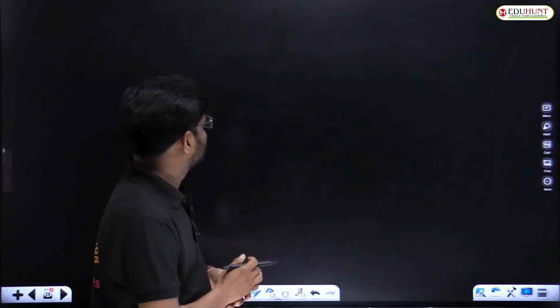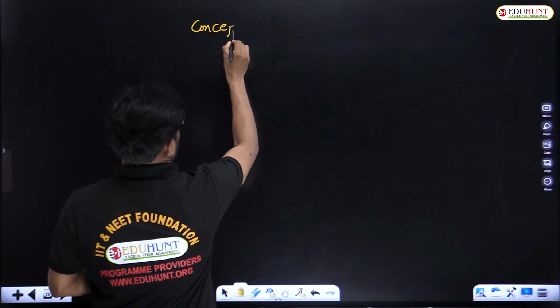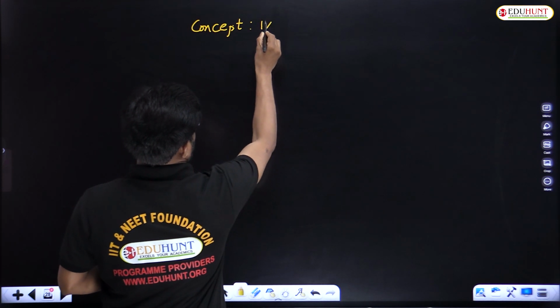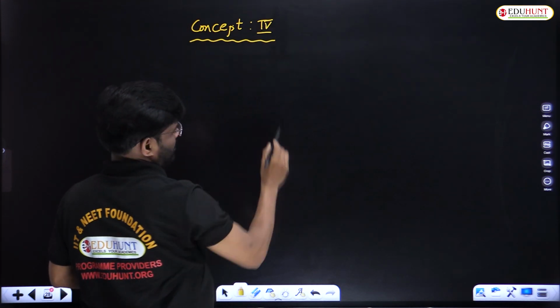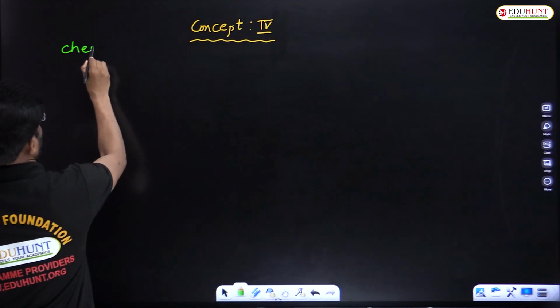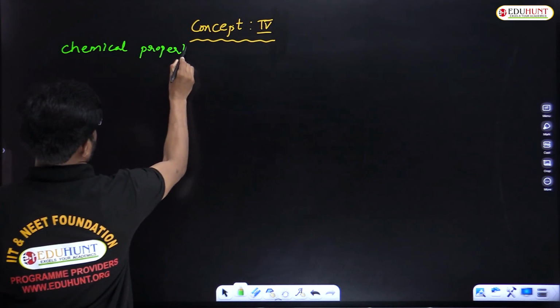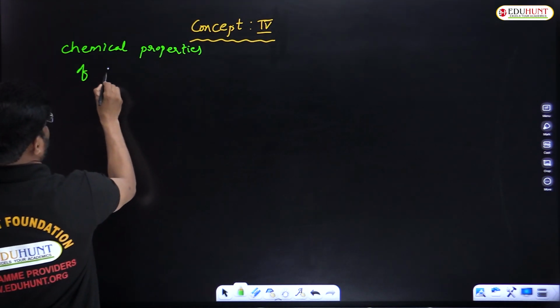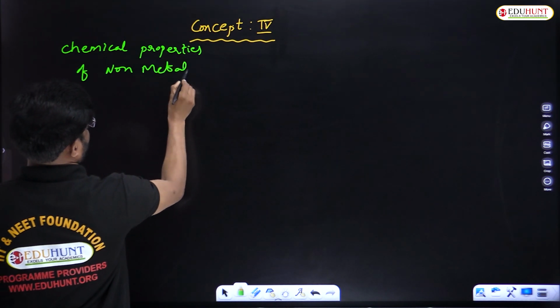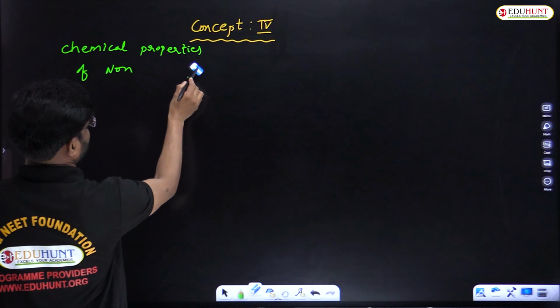Okay, children, prepare well. So today I am going to teach concept 4. That is about the chemical properties of non-metals.